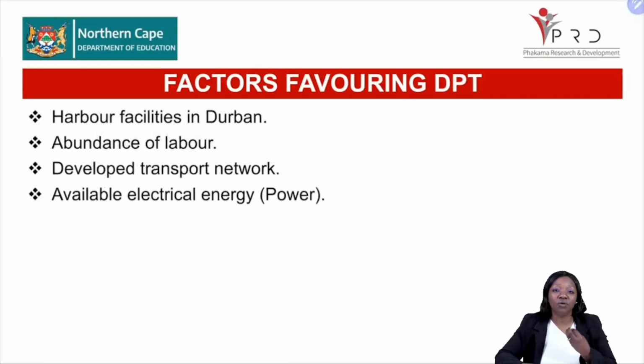You cannot hinder yourself by saying, I've already answered with the same points. If they are asking about the factors that influence, you use the same points. If they are asking about the factors that favor, you also use the same points because they are still there. Your abundance of labor, your developed transport network, your availability of electricity, which is the power, as well as the water supply, are also the factors that are favoring.